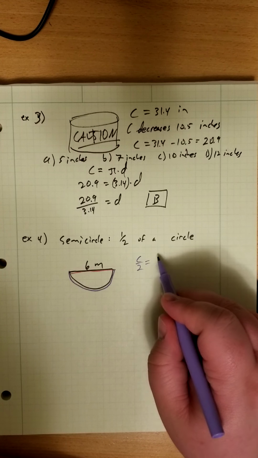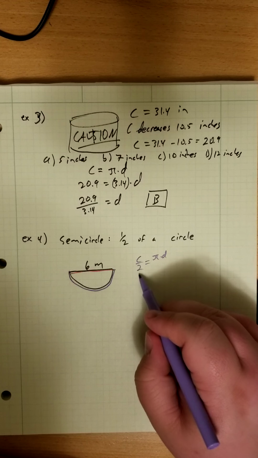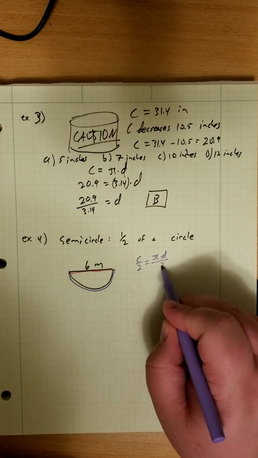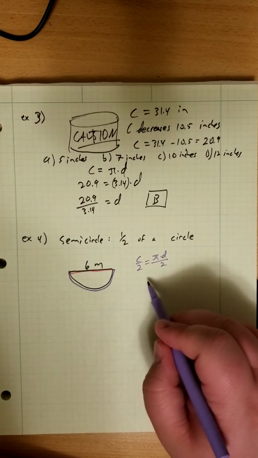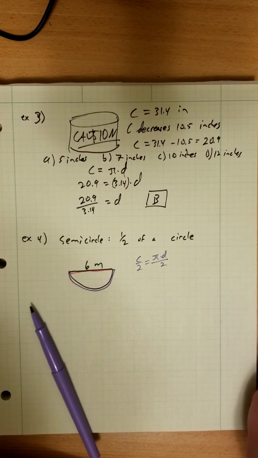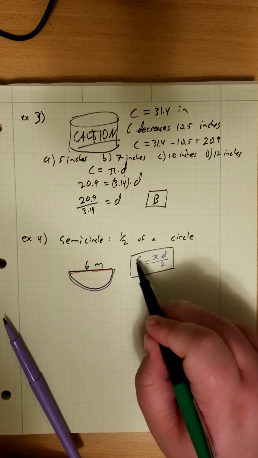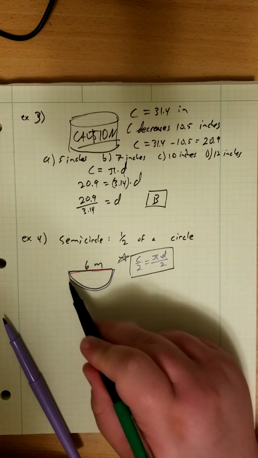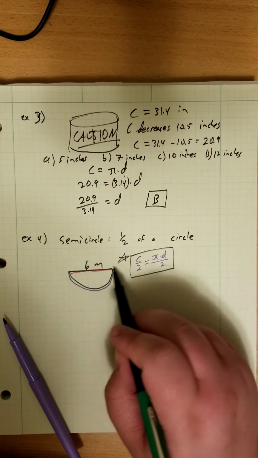I know that the circumference is equal to pi times the diameter. So if I want to know what half the circumference is, it's going to be pi times the diameter over 2. And this is actually a formula that you should know. This is the perimeter of a semicircle, at least this part right here. It does not include the top part.